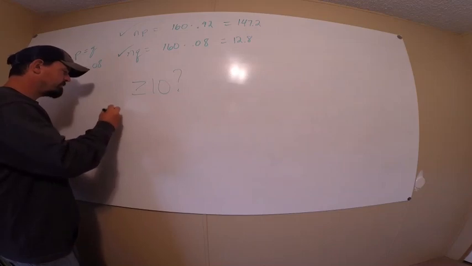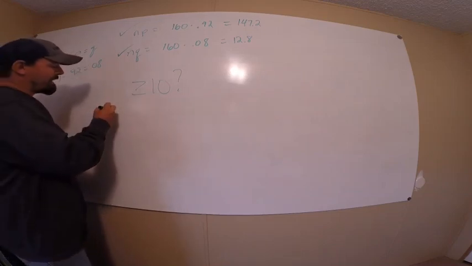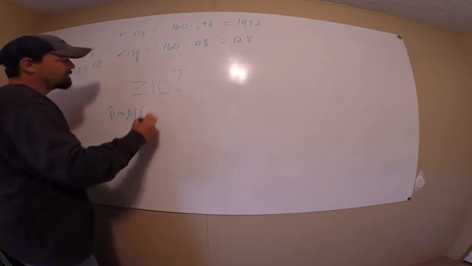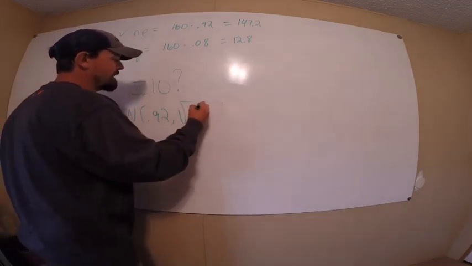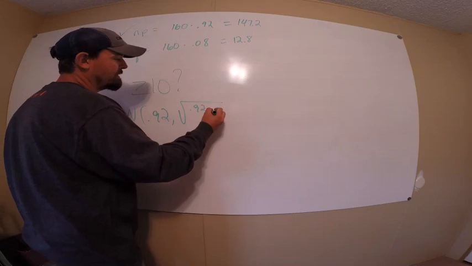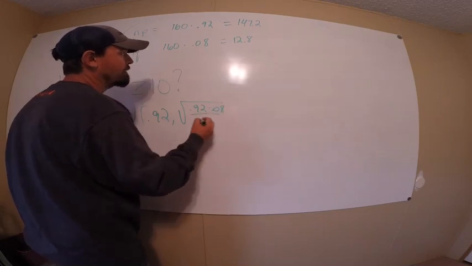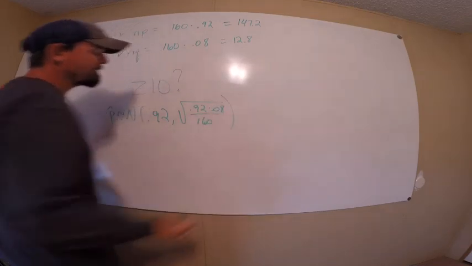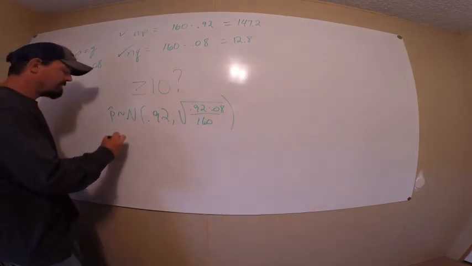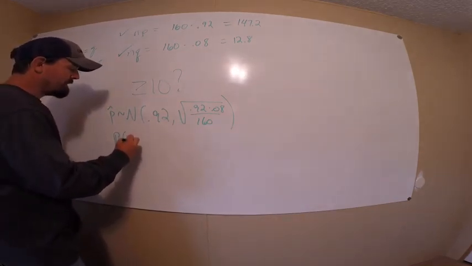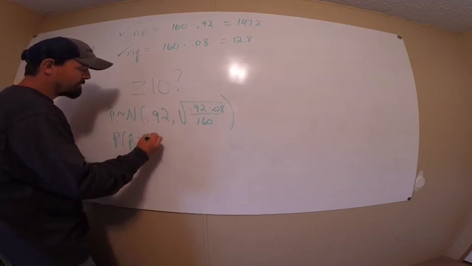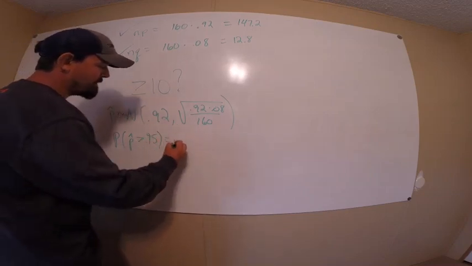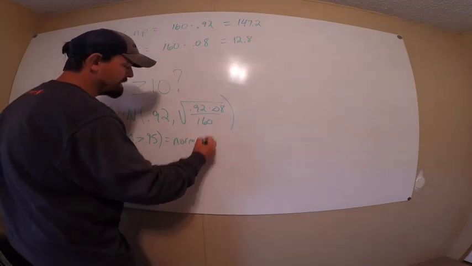Because it's that way, I can say that p hat is approximately normal. Mean of 0.92, standard deviation of the square root of 0.92 times 0.08 all over 160. If I want to solve the problem, the problem says, what's the probability that p hat is greater than 95%? Okay, that means I need to do normal CDF.